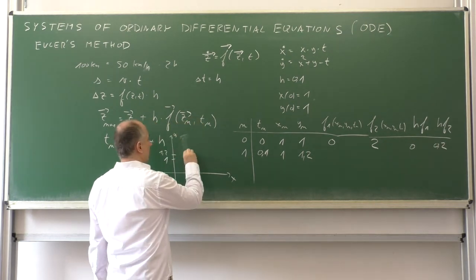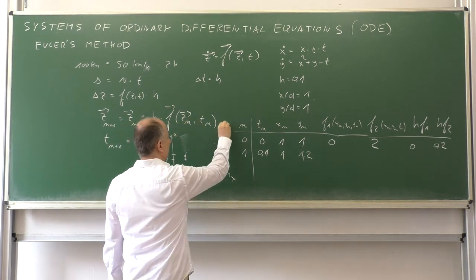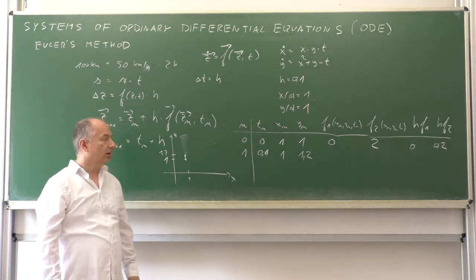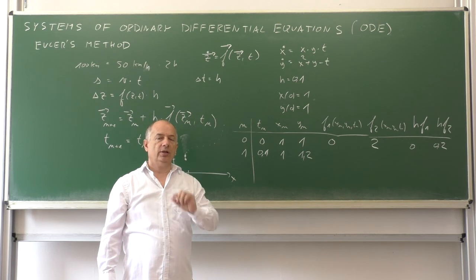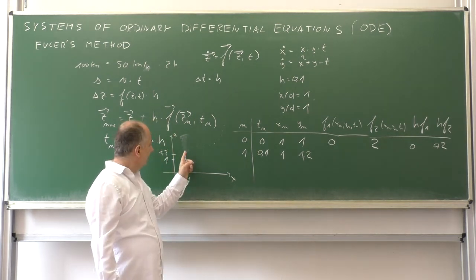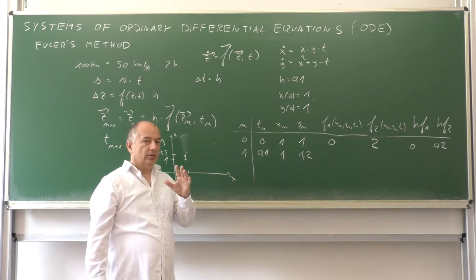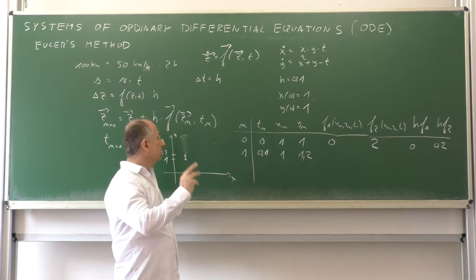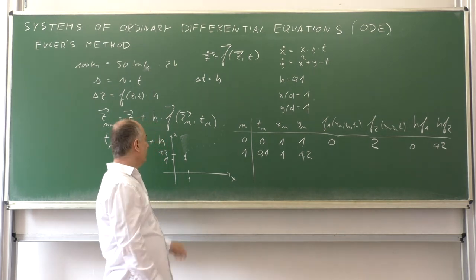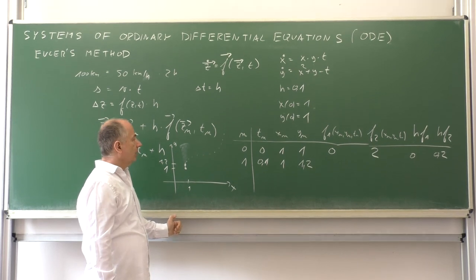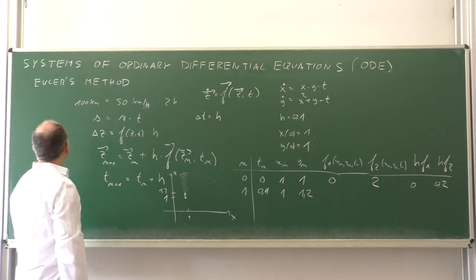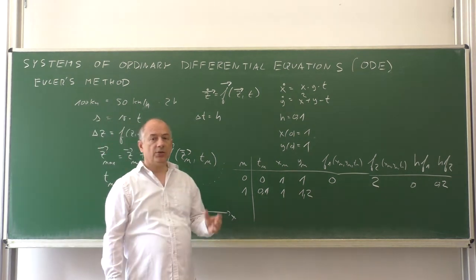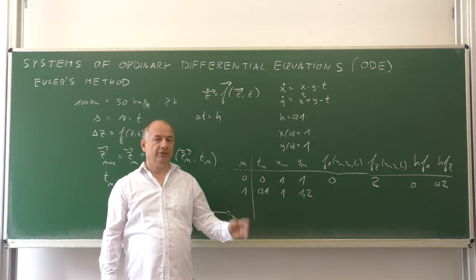In this way, we get a system of points in the xy plane, and if the step size h was chosen reasonably small, then the sequence of these points approximates the solution, the integral curve of this differential equation. The advantage of Euler's method is that it works for any differential equation.